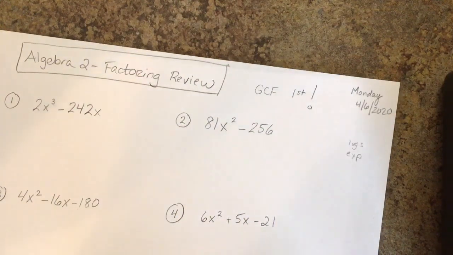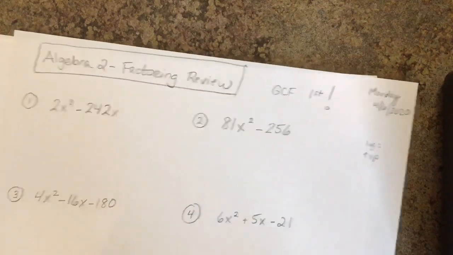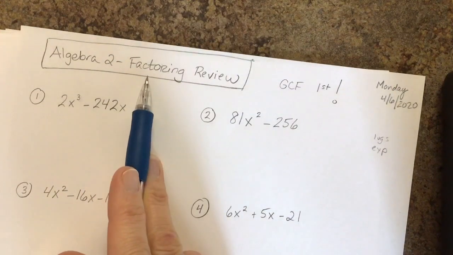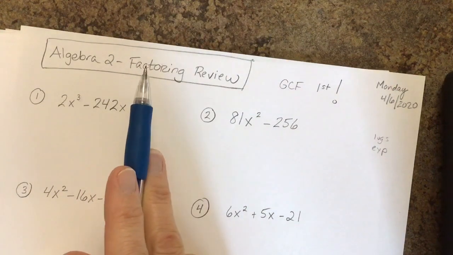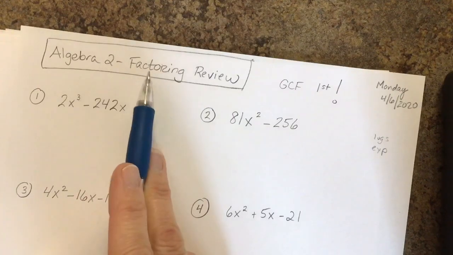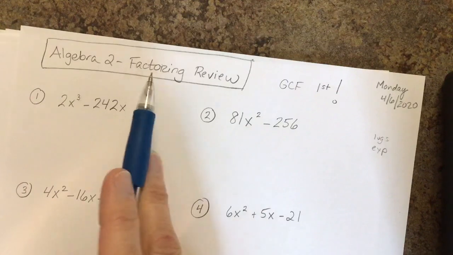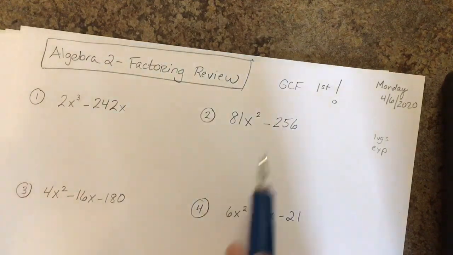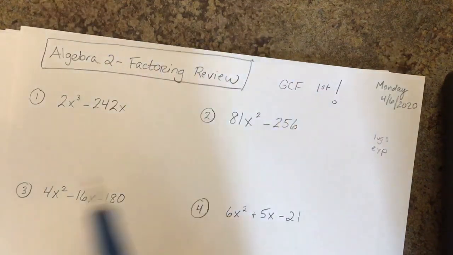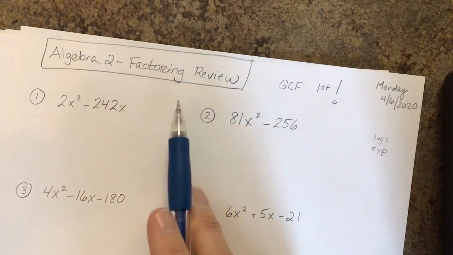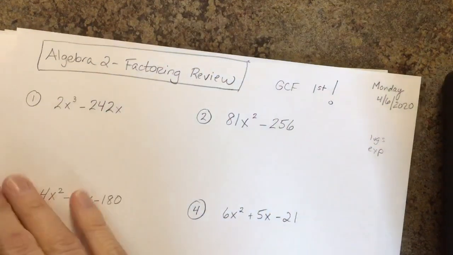Most problems in chapter 8 are going to require you to factor something. Factoring is the opposite of distributing or the opposite of foiling. We've been doing it. You did it in Algebra 2, we've done it in Algebra 1, and you'll continue to do it if you ever take math again next year, which most of you will. All right, so let's factor.